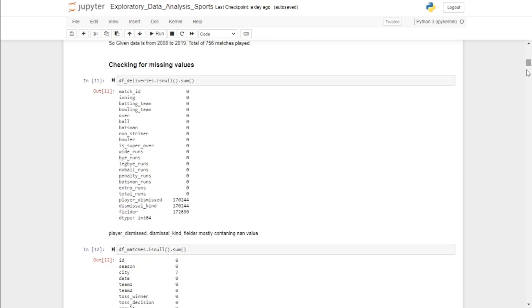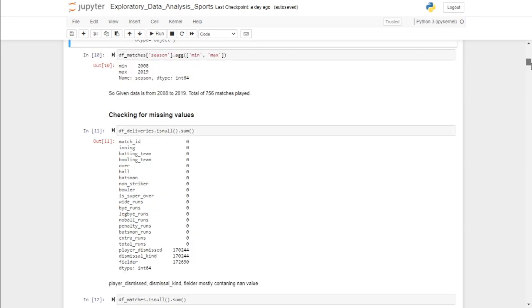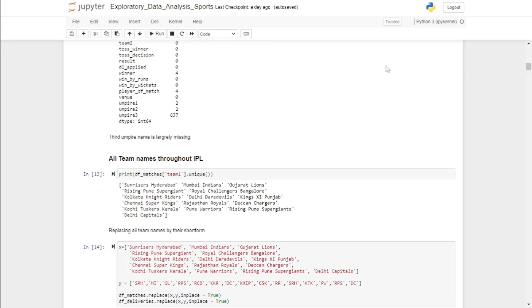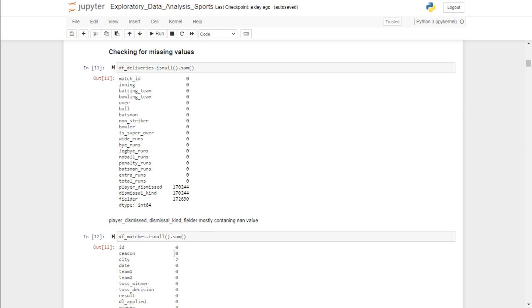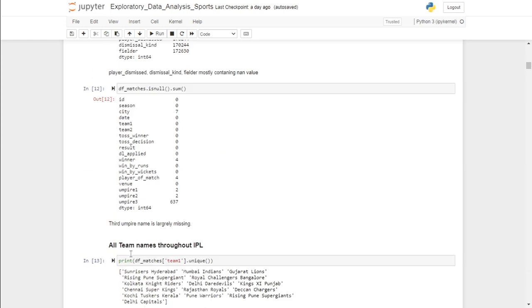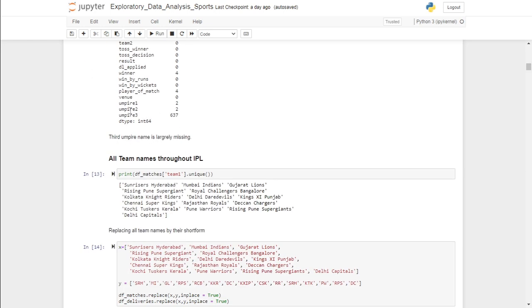And we are checking for missing values, and we can see that in df deliveries there is no missing value except in the last three columns. In the match dataset there are very few null values in some places, like the city column, umpire 2, umpire 3, and winner columns.